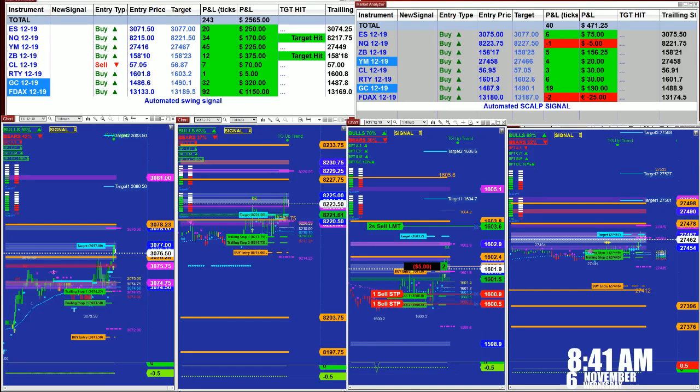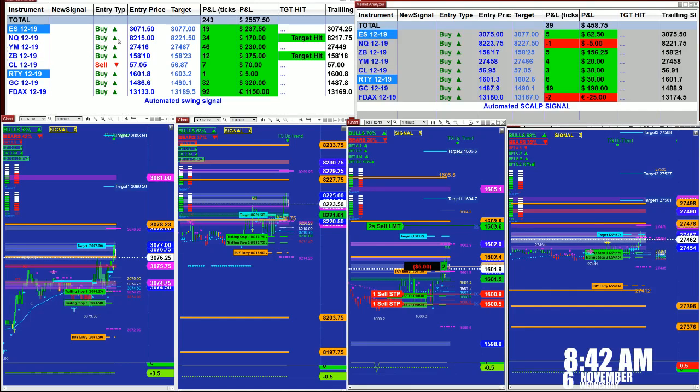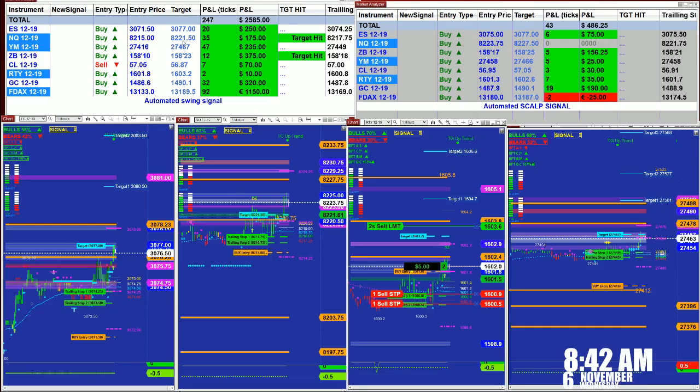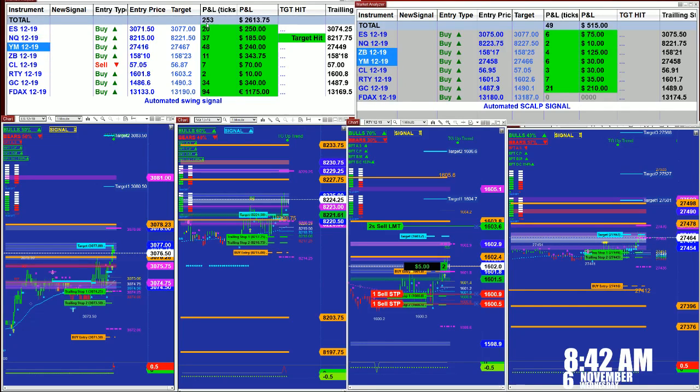For the ones who would like to follow the signals, they are very welcome to follow them. As an example here, in the first column, you will have the new signal. It says buy at 3071.50, target 3077. On the last entry signal, there are 20 ticks based on one contract. Nasdaq buy 8215, target 8221.50. 35 ticks into that trade. It's not all day long, it's the last entry signal. The whole market analyzer is based on one contract. At the moment, we have 251 ticks of profit based on the last entry signal.